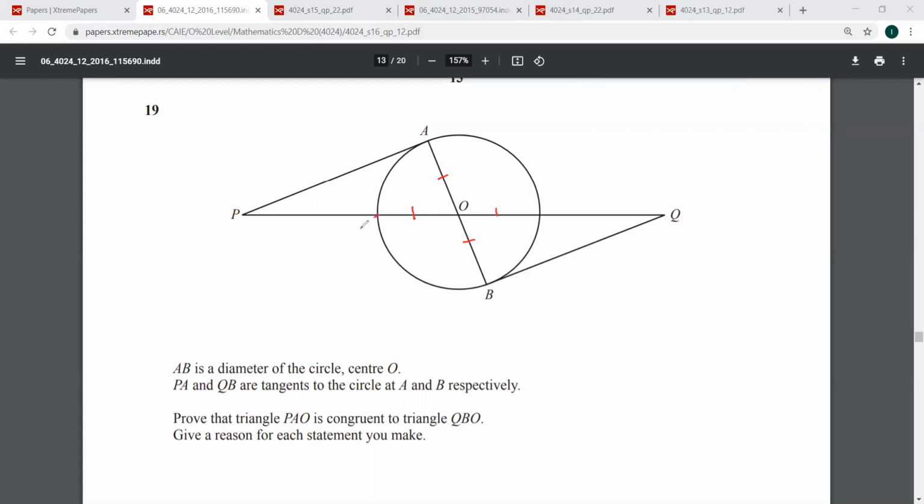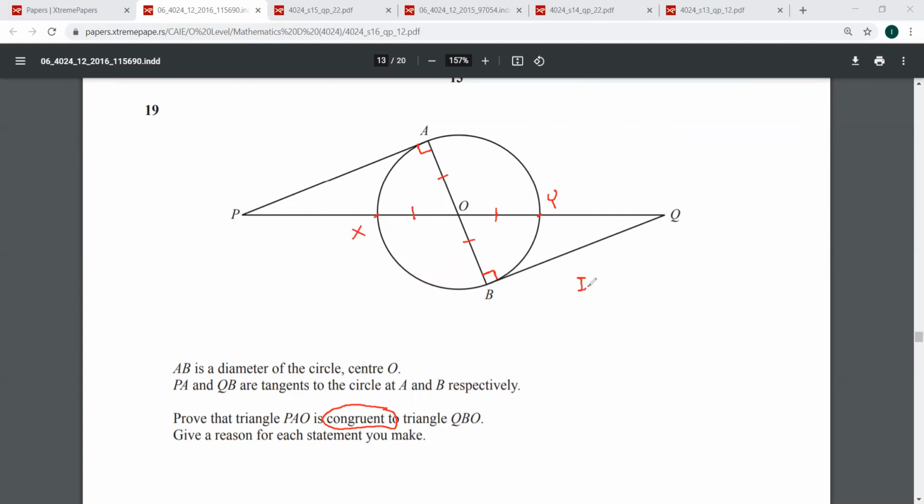Let me call this point X here, and this point is Y, so that these are the radii here. Okay. PA and QB are tangents. And this is a very famous property that the tangent is perpendicular to the diameter or to the radius. So you have a right angle over here. Now it says prove that triangle PAO is congruent to, we have to prove that these two triangles are congruent to each other. So let's start this proof.